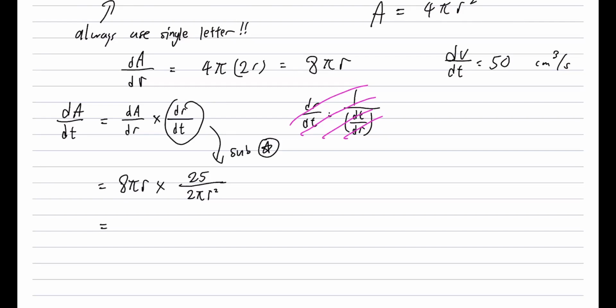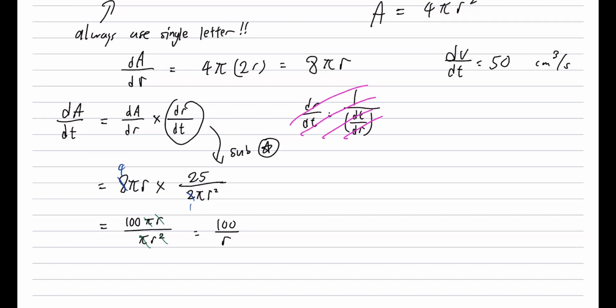So I see 8 and 2 cancel away. This becomes 4 here, 1 here. Pi r over pi r squared. So this becomes 4 times 25, 100, over pi r squared, with pi r on top. Anything else to cancel? Pi. Pi cancels away. Anything else? And then the r. Very good. So finally we are left with 100 over r.